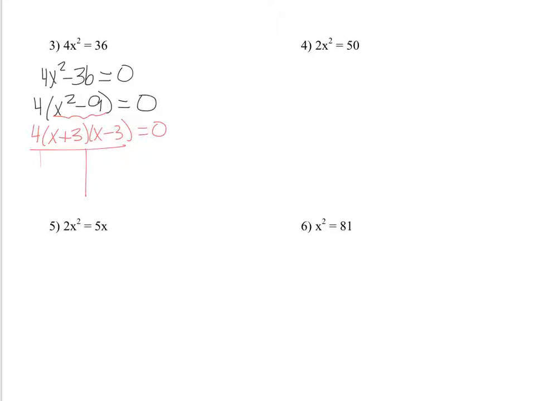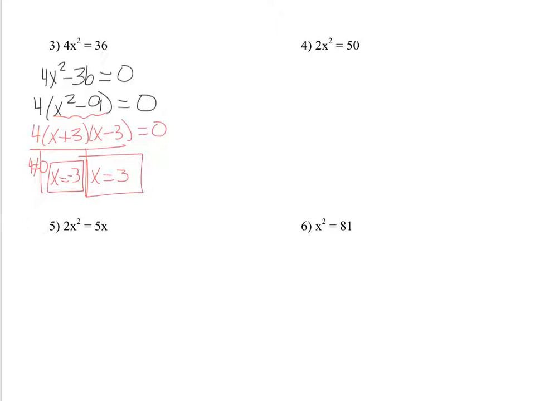And then set each piece equal to 0. And when you do this, 4 equals 0. That makes no sense, so you reject that. You have x equals negative 3 and x equals positive 3.